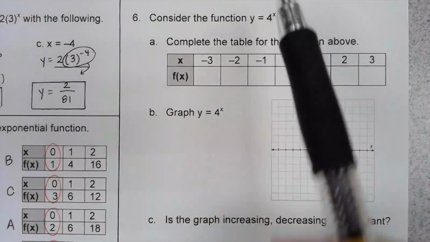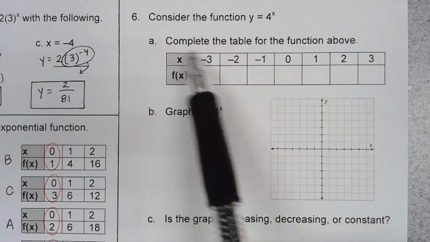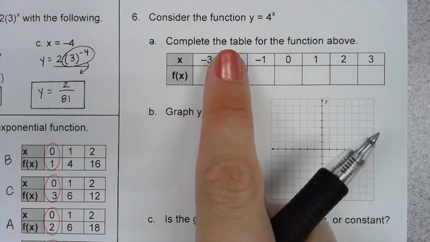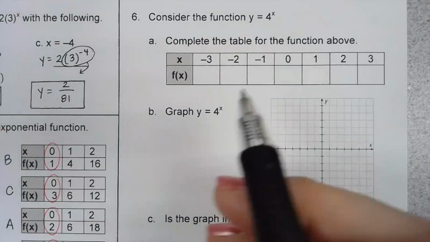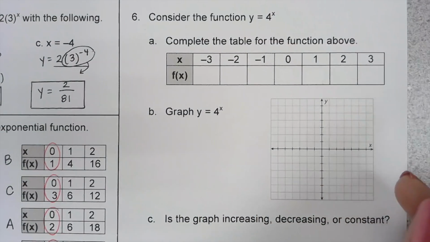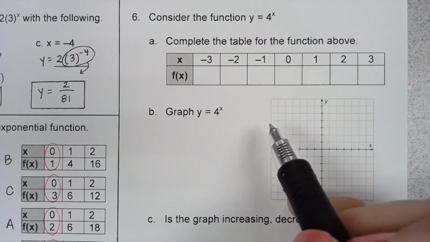Question number 6 gives us a function to consider. So for this one, I'm going to be doing y equals 4 to the x power. And part A wants us to complete the table for the function above. Make a note that anytime you're filling out a table for functions, unless it's otherwise stated, you want to make sure that all of your answers that you get out here for f of x are given as fractions, not as decimals. So we're going to write even for these negative ones, we're going to write our answers as fractions.